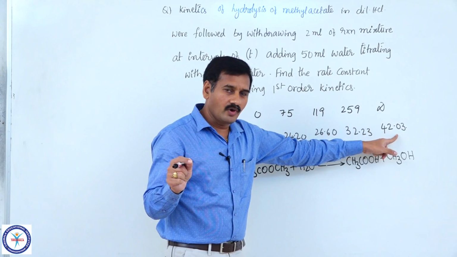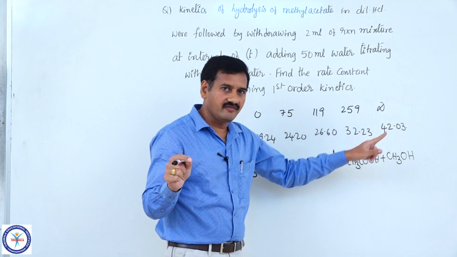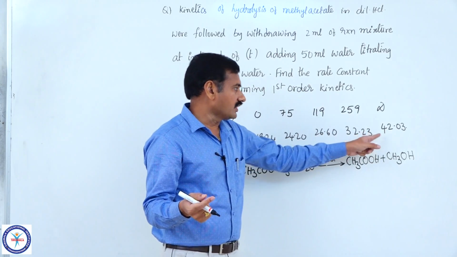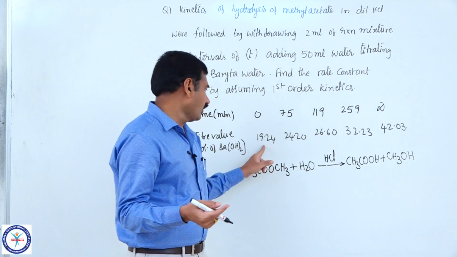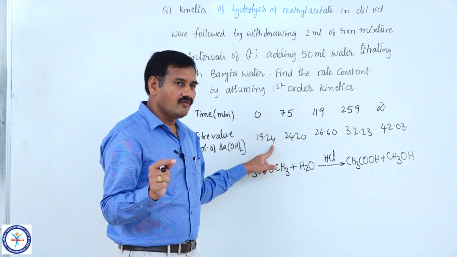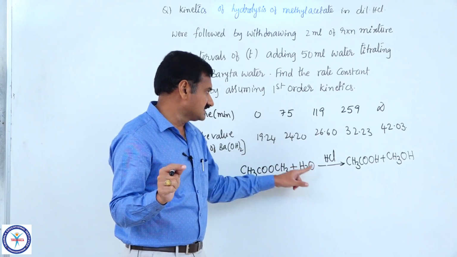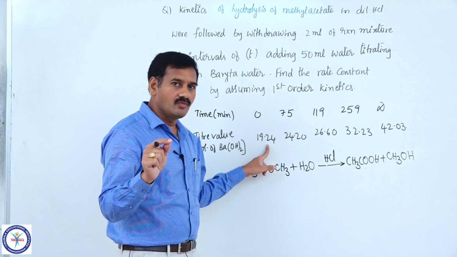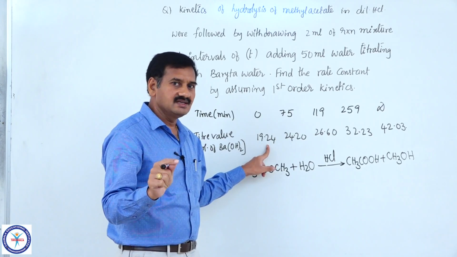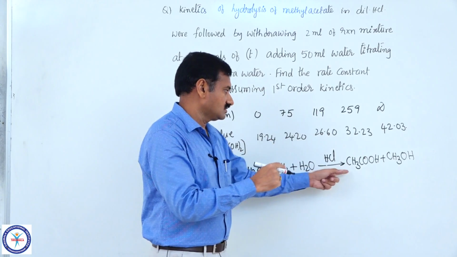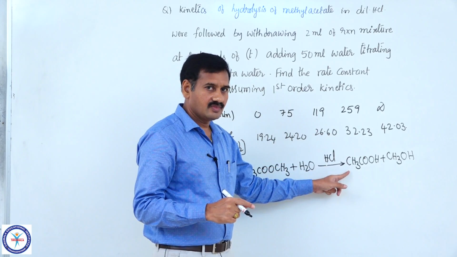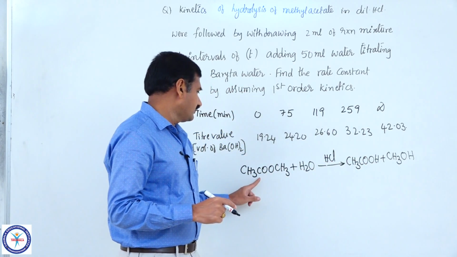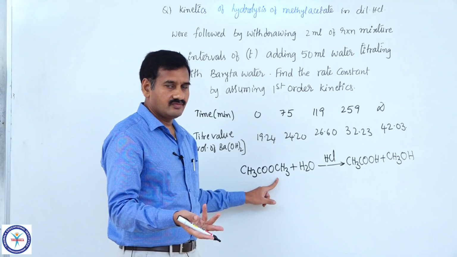So, is this 42.03 completely required for neutralization of acetic acid alone? Out of 42.03 ml, 19.24 ml is the volume of barium hydroxide needed for neutralizing HCl. So, 42.03 minus 19.24 is the volume of barium hydroxide neutralizing acetic acid produced at time t equal to infinity. This acetic acid produced is maximum if methyl acetate is completely hydrolyzed.